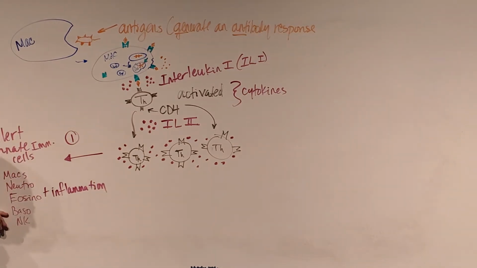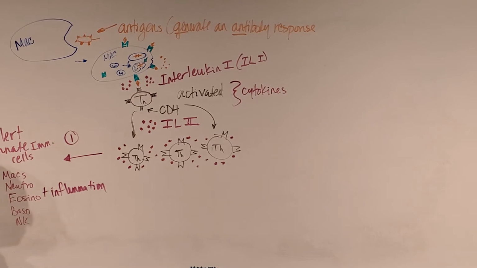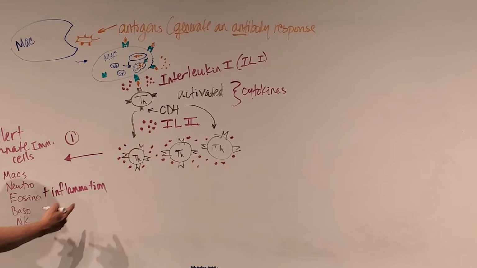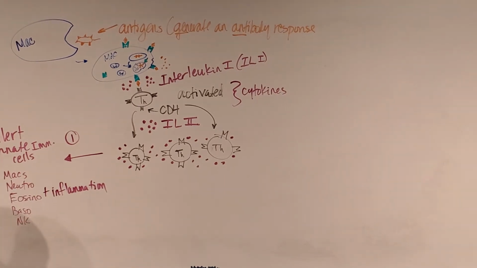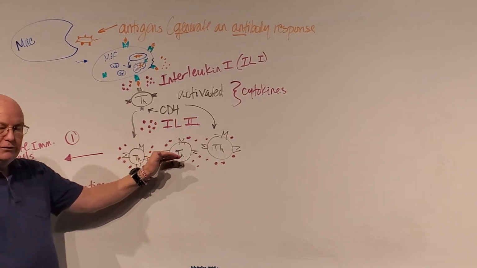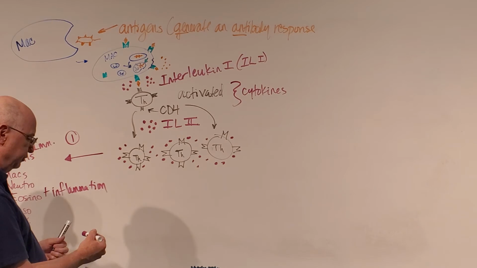You can recall that basophils can release histamine, and histamine can dilate blood vessels and cause leaking from the blood vessels, and we get all the inflammation. If you don't know what all of that involves, you need to go back and watch the last video. So that's one of the things that these activated CD4 or T helper cells can do.